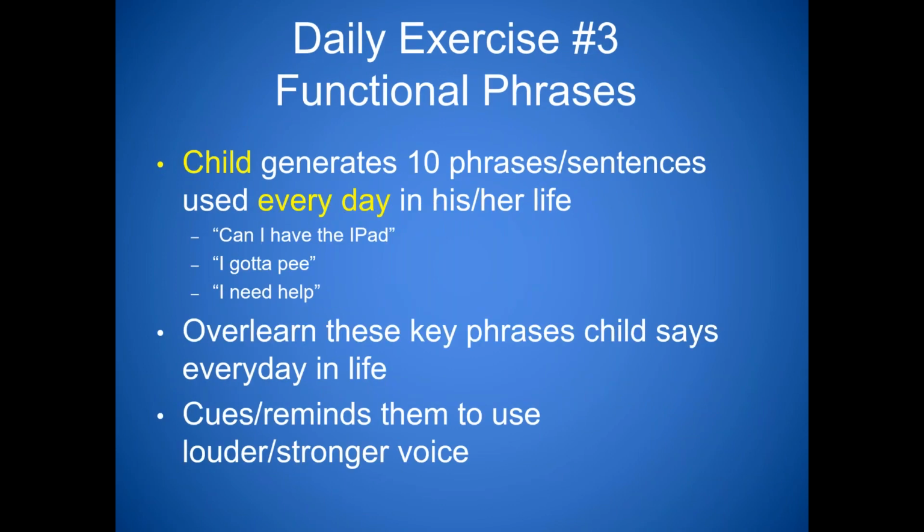Daily exercise 3 are functional phrases. So we have the child, and they may need the parent's help, but it really needs to be phrases that the child absolutely says every day in his or her life. These are some examples from kids in the past. Can I have the iPad? Or almost every child has something related to the iPad or their tablet. I gotta pee, I need help. The I gotta pee one is a nice example where the parent may come in and have written out, I need to use the bathroom, please. And we have to dig in and stop and say, is that what your child says? And maybe, yes, that can be a goal in the hierarchy we work towards, but these functional phrases need to be things absolutely every day your child says. And so we help the parents come to phrases that really are things the child says every day.